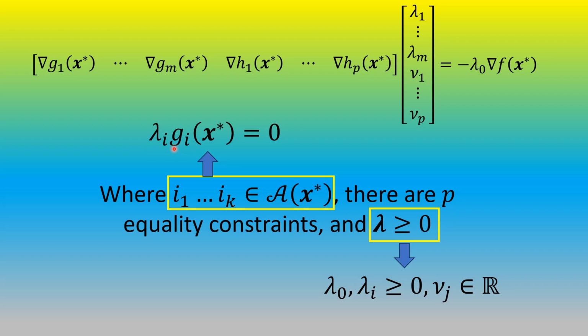And then when g sub I of x star is inactive or negative, then lambda sub I would have to be 0, and it doesn't contribute to this sum. Now, why doesn't it contribute to the sum? I'll have to think about that a little bit more. It's just something to think about, but I'll leave it there.